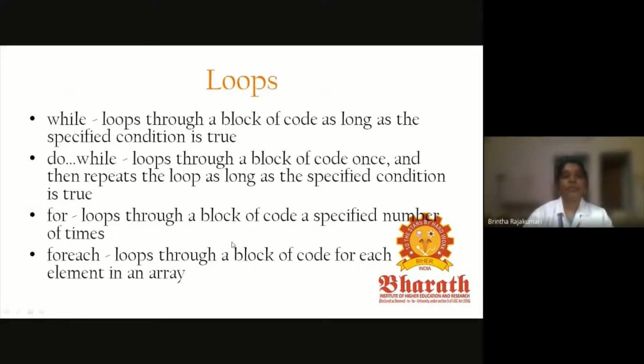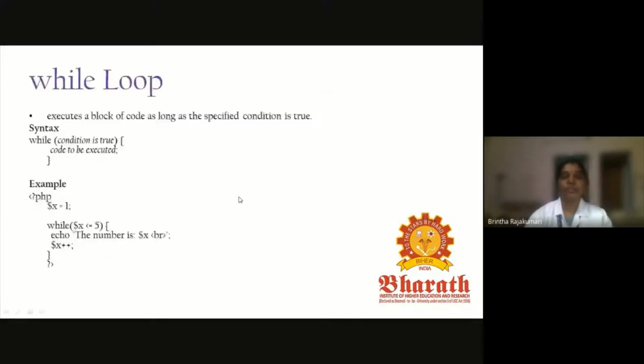Then the for loop loops through a block of code a specified number of times. It executes the code as many times as you have given. Then for each loops through a block of code for each element in an array. So far we have seen 4 loops. Now let us discuss each one in detail.